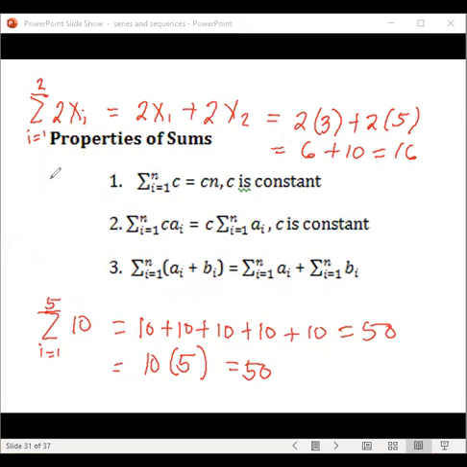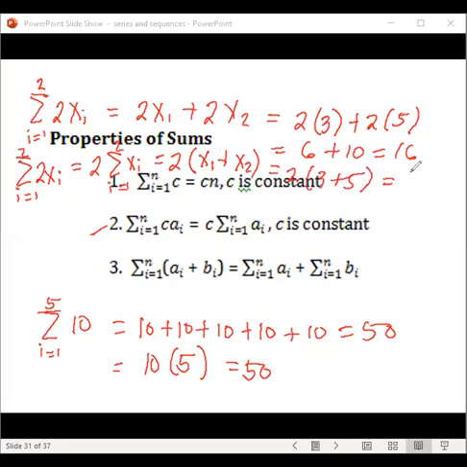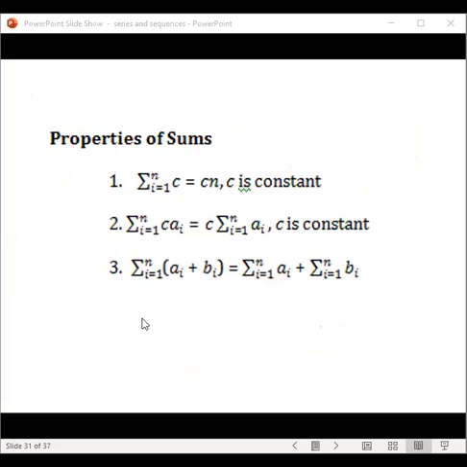However, if we use this property number 2, we can simply rewrite it as the summation of 2x sub i, where i is from 1 to 2. So that would be 2 times the summation of x sub i from 1 to 2. So that would be 2 times x sub 1 plus x sub 2. So that is 2 times 3 plus 5. So 3 plus 5, you get 8. So 2 times 8 is 16. So they are just the same. Number 3, we have the summation of a sub i plus b sub i, where i is from 1 to n. So we can separate our summations. So this would be the sum of a sub i plus the sum of b sub i.